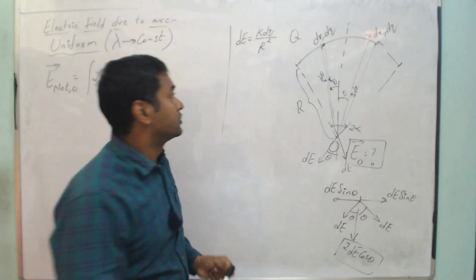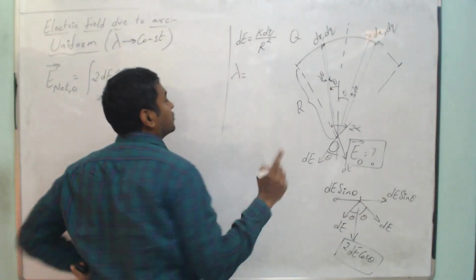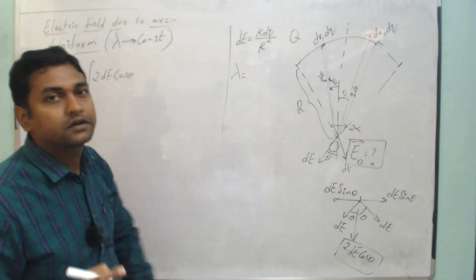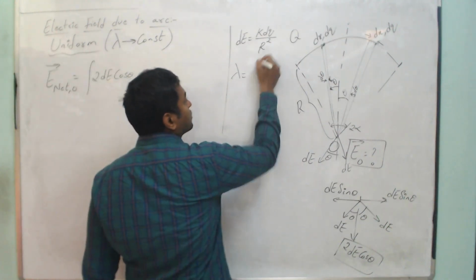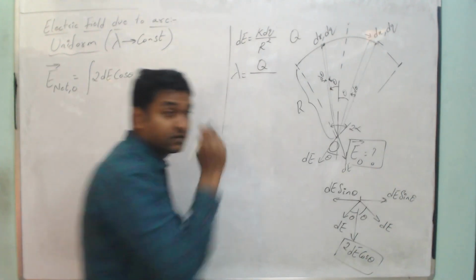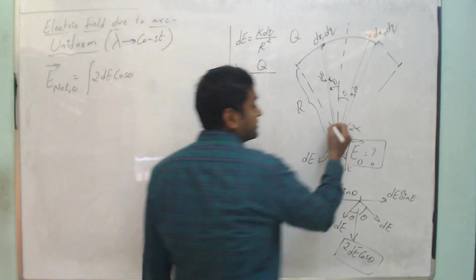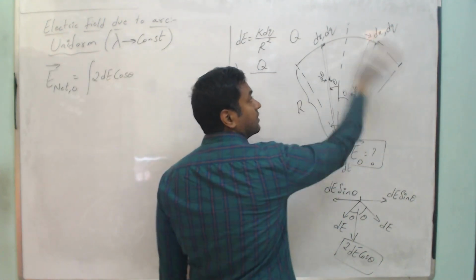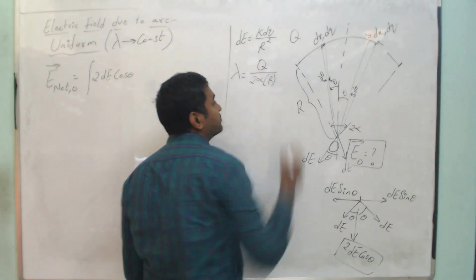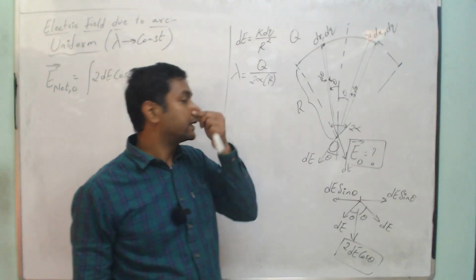Yes, sir. What is my lambda? Lambda is for the total arc. For the total arc, lambda will be total charge divided by the total length of this perimeter. Yes, sir. What is the length of that perimeter? The angle subtended is 2 alpha, and 360 by theta, simply the total angle, correct. Eventually you will get the same thing.